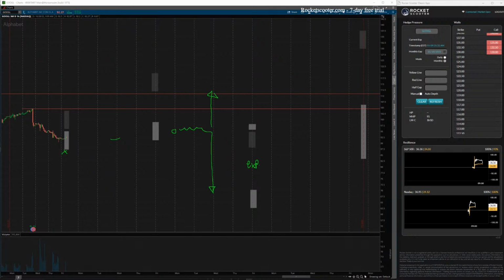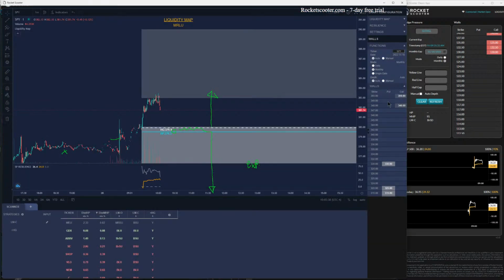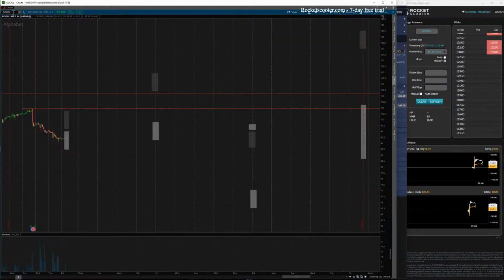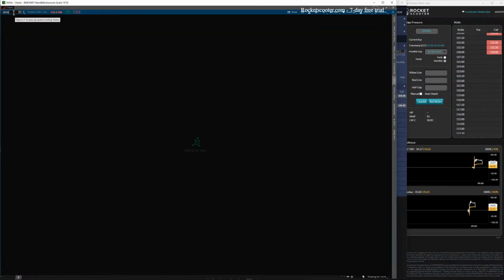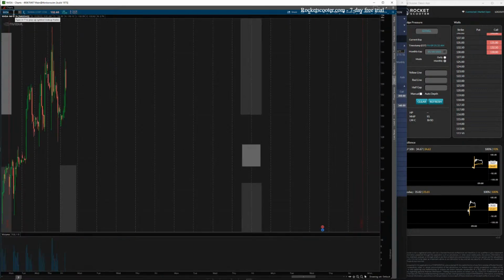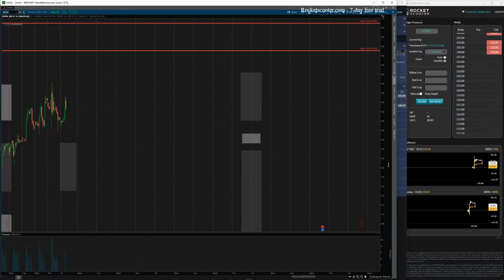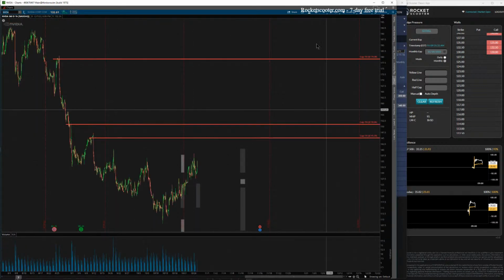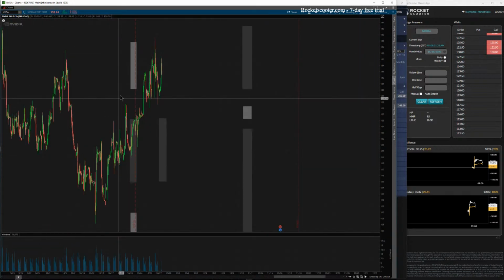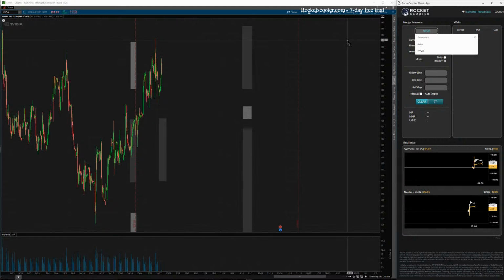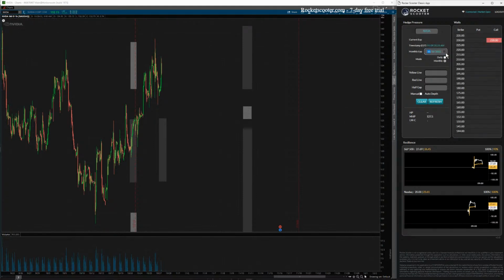I like what I see. Okay, let's get back to Rocket Scooter. Front and center. Let me map out my Nvidias. I love doing this. Let's do Nvidia real quick. Do the same thing.